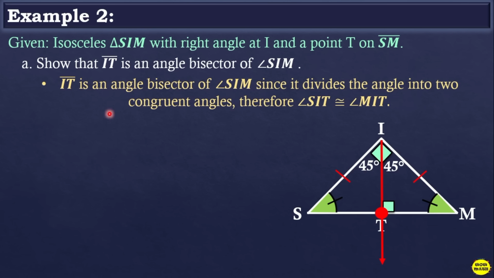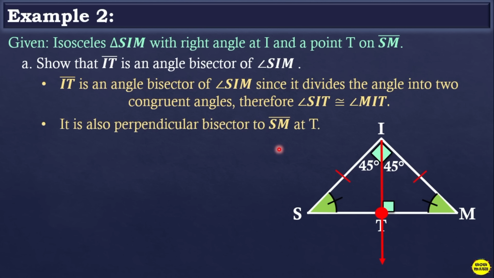So, segment IT is an angle bisector of angle SIM. Since it divides the angle into two congruent angles, we have angle SIT is congruent to angle MIT since they are both 45 degrees. Also, segment IT is a perpendicular bisector to segment SM at point T.